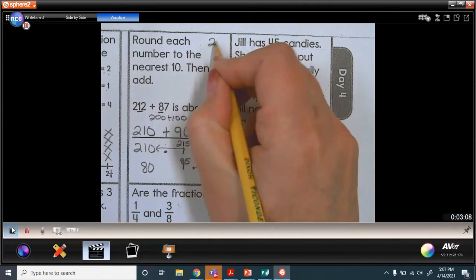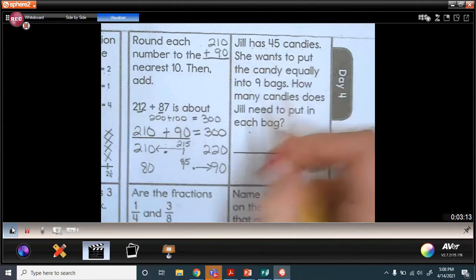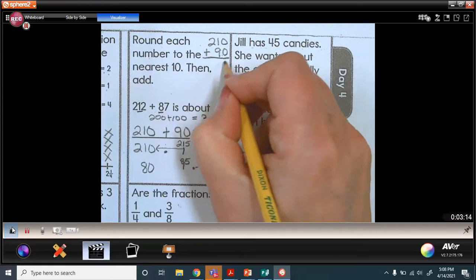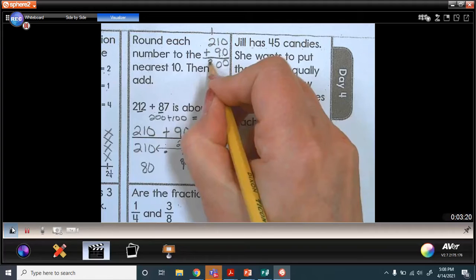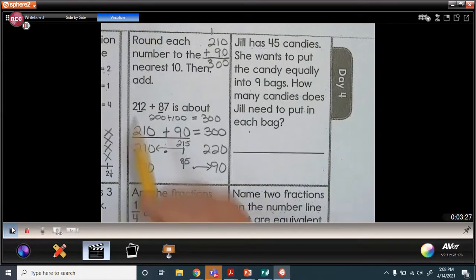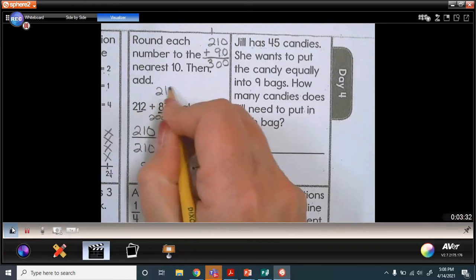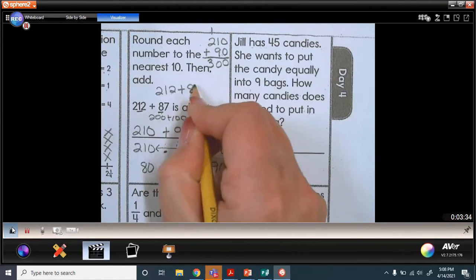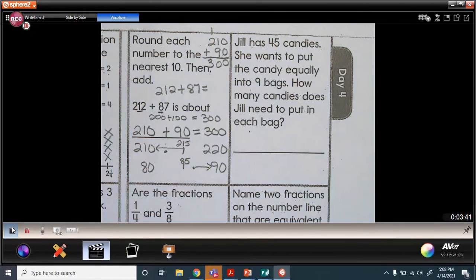If you wanted to put it up and down, that is also an algorithm. It's still going to be 90 plus 10. That 100 gets carried to the hundreds place because it's a new 100, and that's still going to be 300. So what I want you to do today is find the actual sum of 212 and 87 and see if it is close to the rounded amount that you have there.